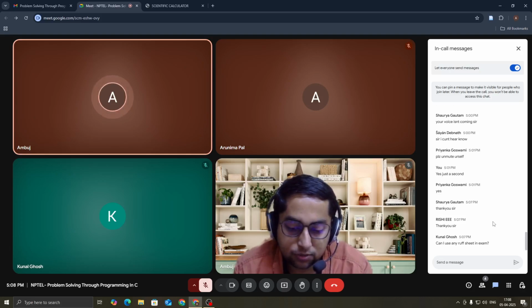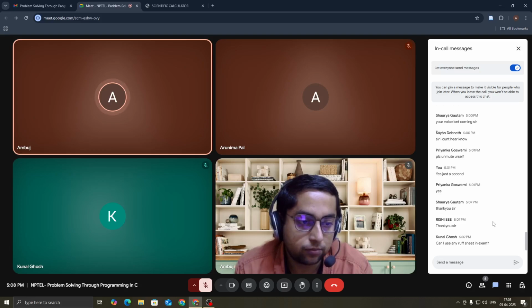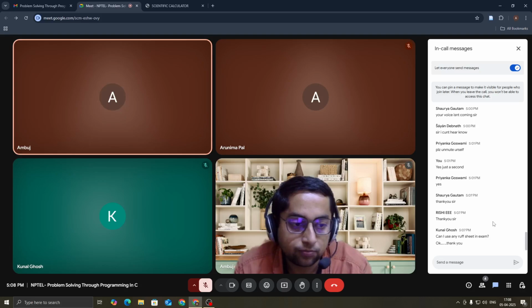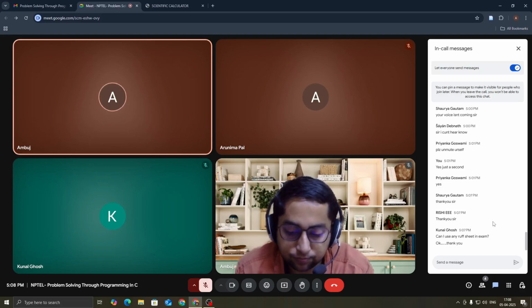Yes, you will be provided at least one rough sheet in the examination. Yes, at least one sheet will be provided. You can use it. In the examination, you will be provided that.